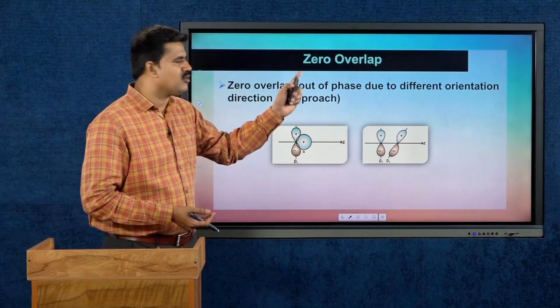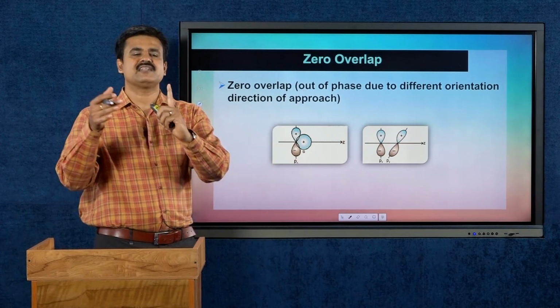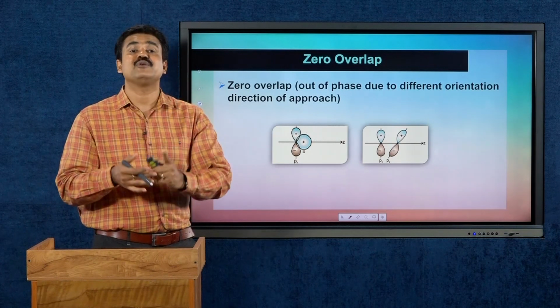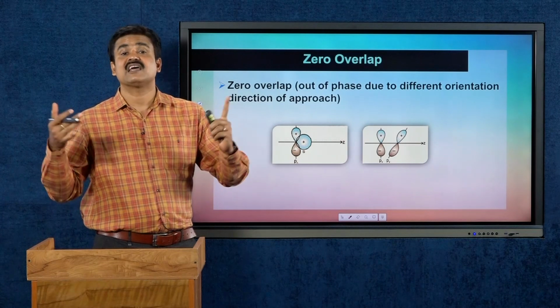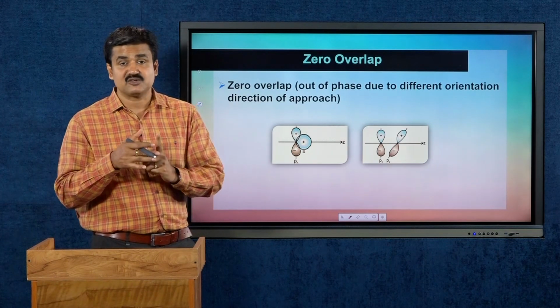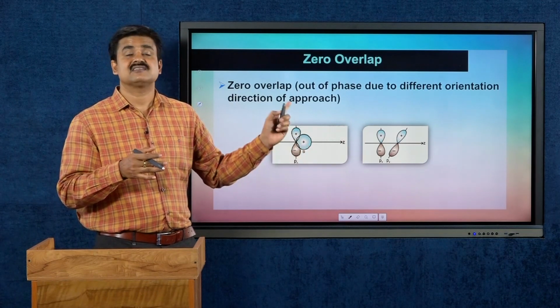Another zero overlap is between px and py orbitals. The px orbital is pointed along the x direction, the py orbital is pointed along the y direction. So, they are mutually perpendicular. Since the participating orbitals are mutually perpendicular, they are not in phase and there is no effective overlap. Such an overlap is called zero overlap.